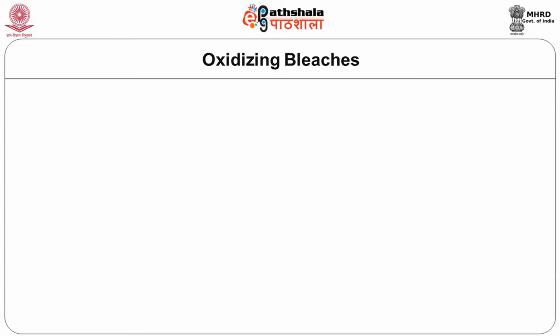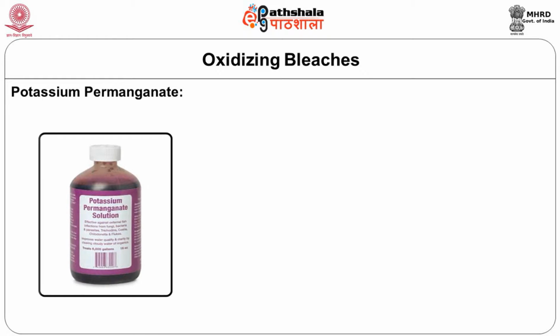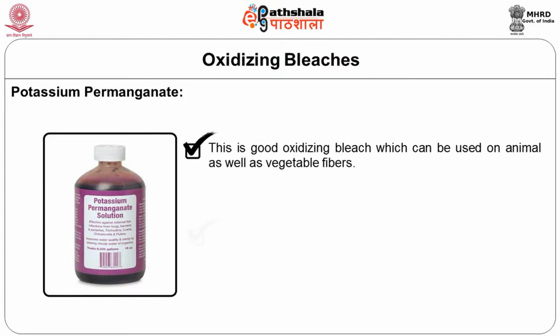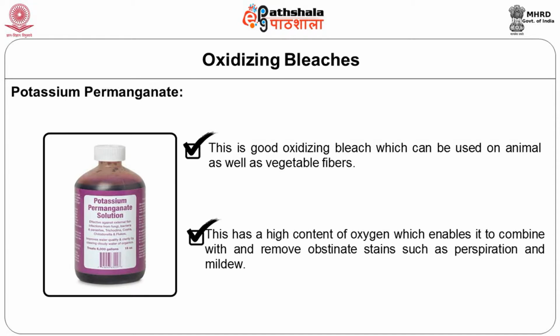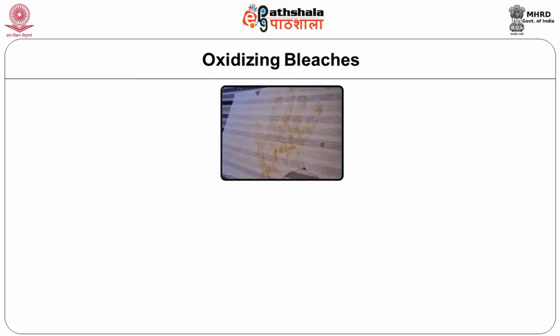You all may have seen potassium permanganate. The color will be pink. This is a good oxidizing bleach which can be used on animal as well as vegetable fiber. It has a high content of oxygen which enables it to remove obstinate stains such as perspiration and mildew. During bleaching, the articles will be stained and a characteristic brown color is obtained due to the formation of manganese dioxide.